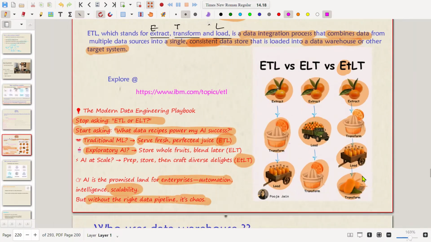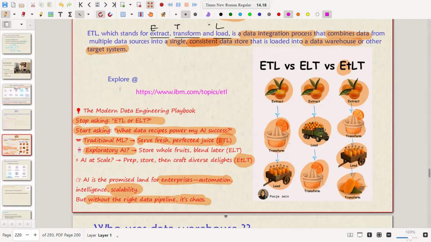So you can see the oranges, like we extract these oranges, then you transform those oranges by cutting them and grinding them together, like blending them, and then you load it in the form of containers. So this is ETL. Now, how does it differ from ELT?